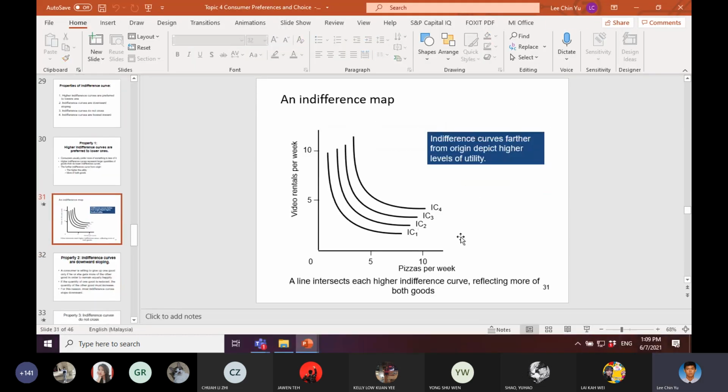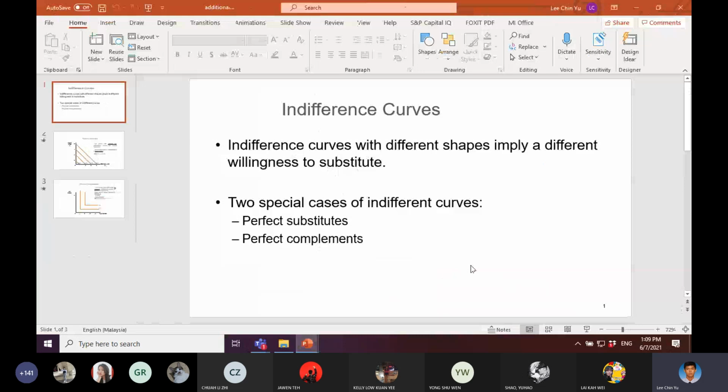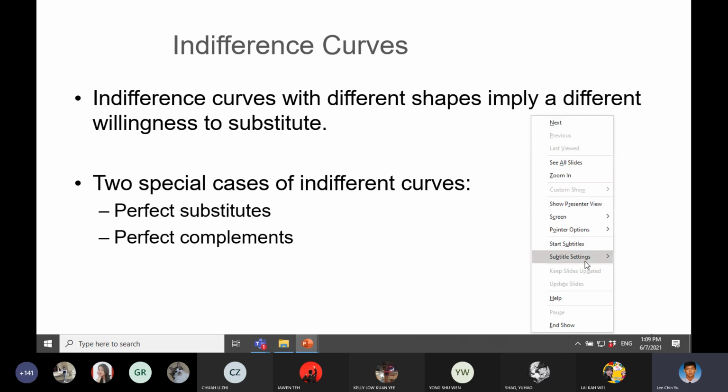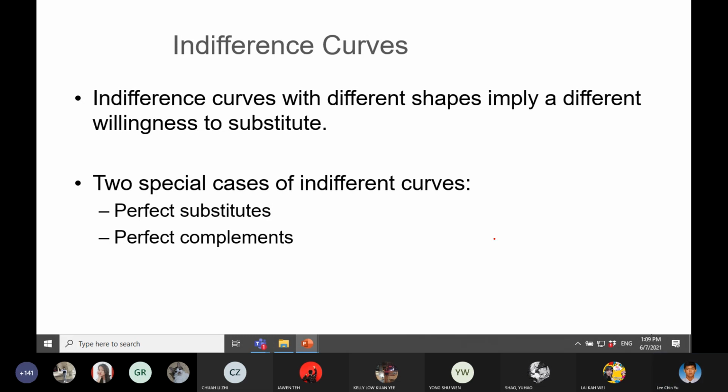Now, let's say we go for a special case. Again, indifference curves with different shapes imply a different readiness to substitute. Rather than just now, downward sloping and bowed inward, we sometimes observe a different type of indifference curve. This is the normal one we are drawing, bowed inward. Like this is for, let's say, good y, good x. So indifference curve.